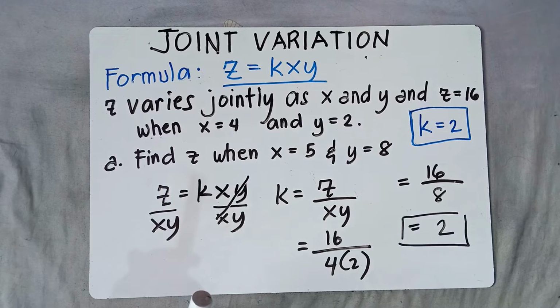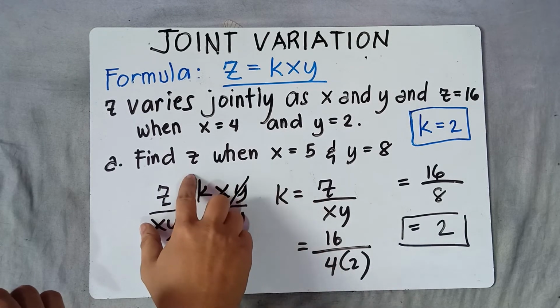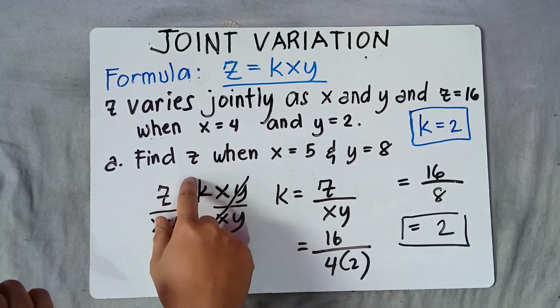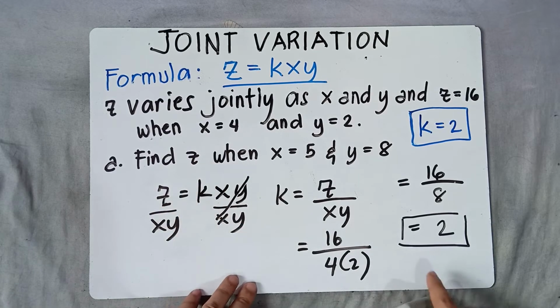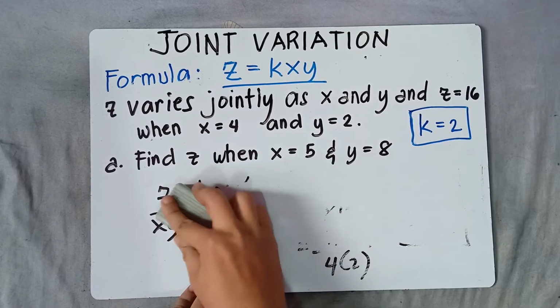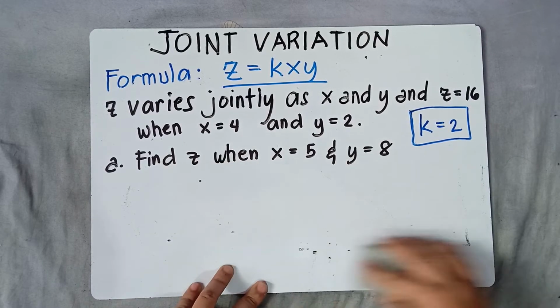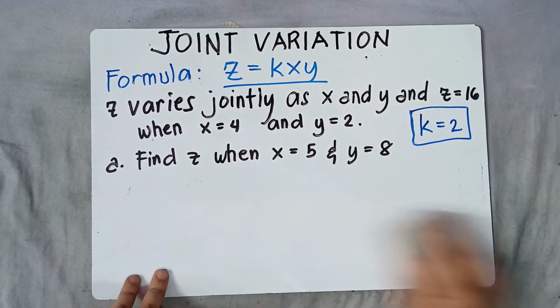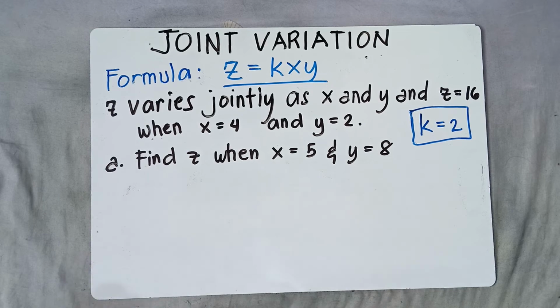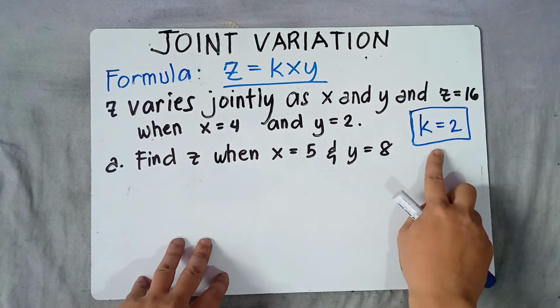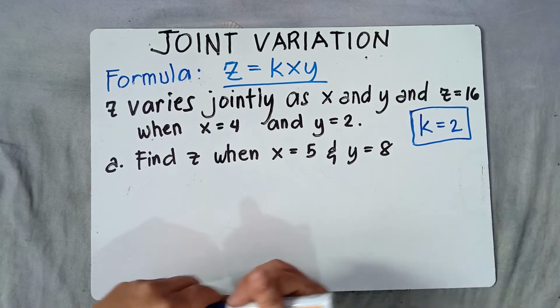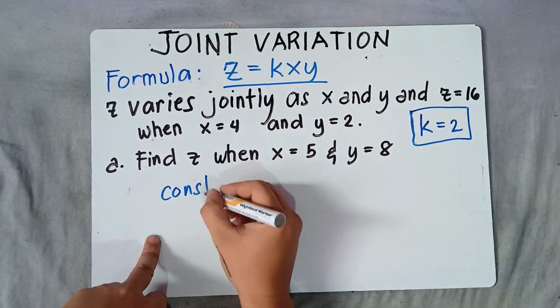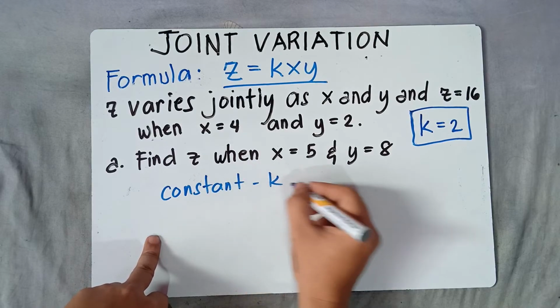Alright, now once you have your k, you can now solve for the formula. For the given, you cannot solve for a, or what is asked, the z. Okay, k is 2. Sir, can we solve for z now? Yes, because you have your k, and you are just looking for z. Now, if there's a question in the exam, what is the constant? So your answer is k. K equals 2. So the constant, which is k, equals 2.